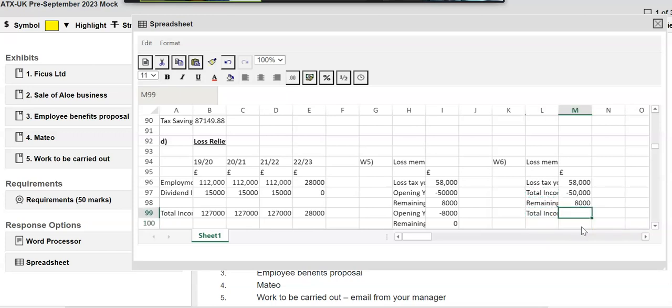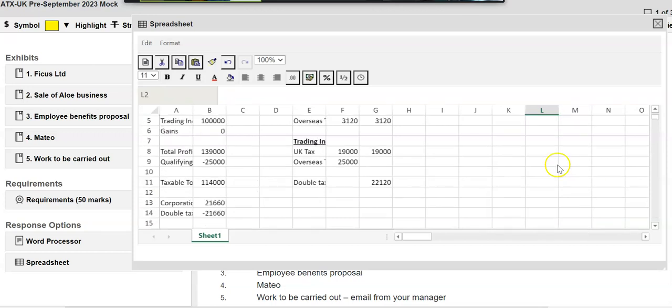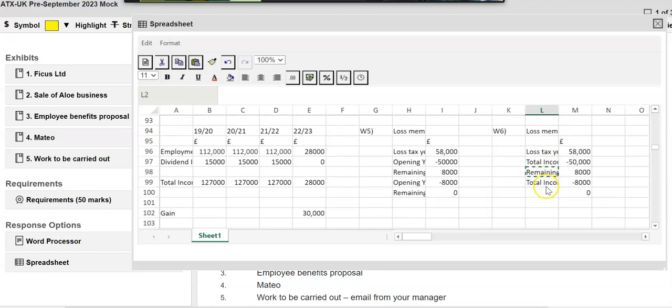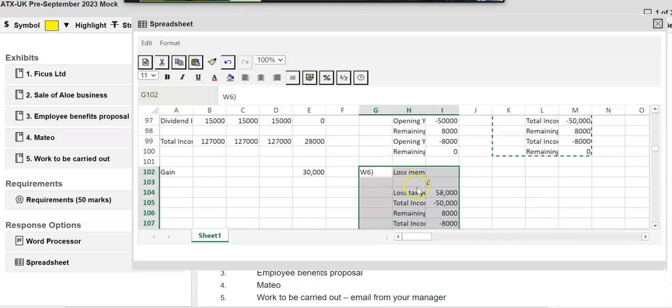To 23, that would be 8,000, and there you go, the remaining will be 0. You have to use the mouse. Okay, then again a loss memorandum. Copy, paste, and the loss is the same. Now I'll be using 22-23, and here I'll be adjusting it against the total 28,000, so 30,000 remaining, that can be adjusted against the capital gains.